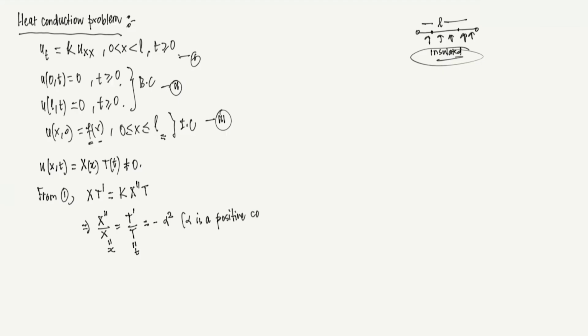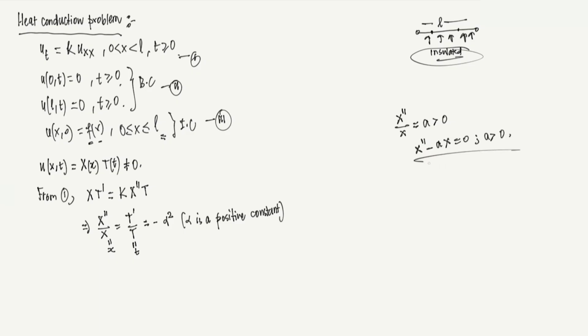Positive constant. Okay, right. So why am I choosing minus alpha square and not plus alpha square? Because you can easily see that if x double prime by x equals, let's say, a, which is positive, then x double prime minus ax is 0, and a is positive.